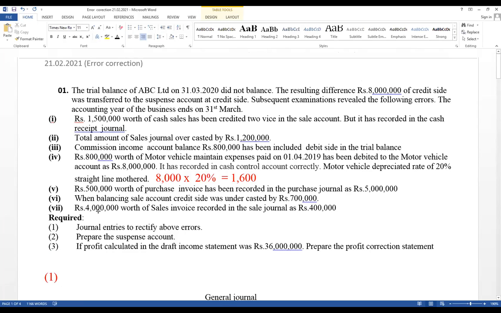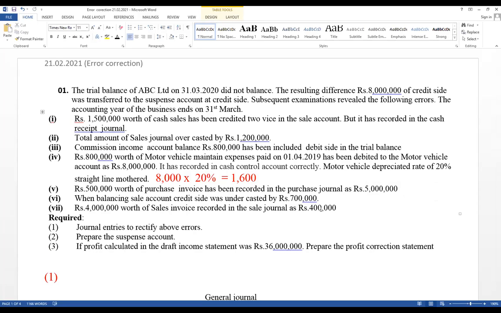seventh one, rupees 4,000 worth of sales invoice recorded in the sales journal as 400. Think what, errors occur when recording in the primary books, not effect for suspense. Both ledger accounts incorrect. Correct value equal 4,000, but recorded as 400 in the sales journal. Sales journal is a primary book. Think what, sales invoice for credit sales, normal double entry, debtor control account debit, sales account credit. Correct value equal 4,000, but it has recorded in the sales journal as 400.